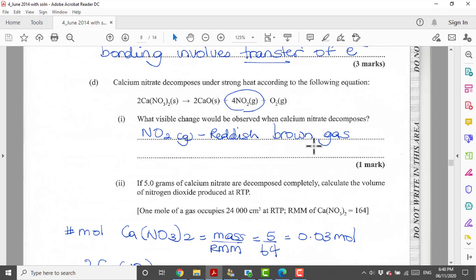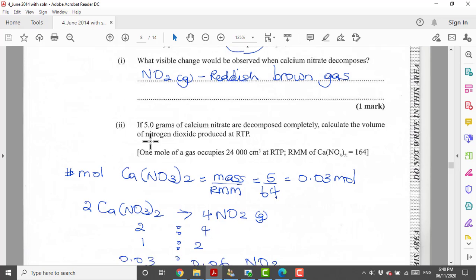All right. I could also mention that if you place a glowing splint into the test tube, it will rekindle with the oxygen. However, they did not mention that. They are just asking us what will be observed when it decomposes. This is the only thing that you will be able to see. Okay?